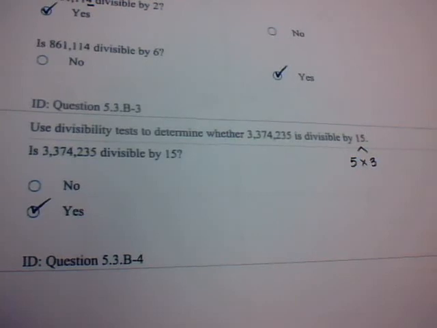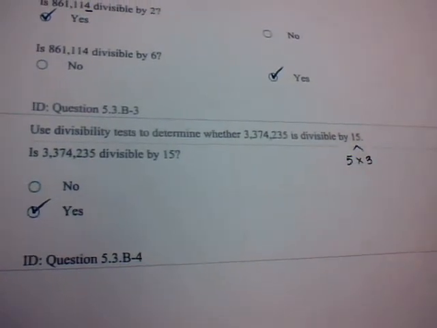Okay, so that should be enough to assist you with some of the problems that are on the MyMathLab homework.